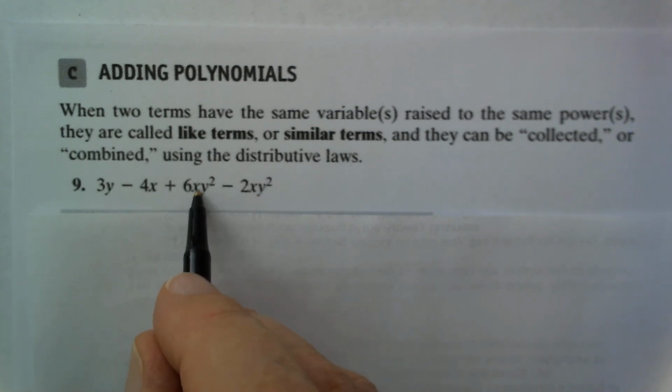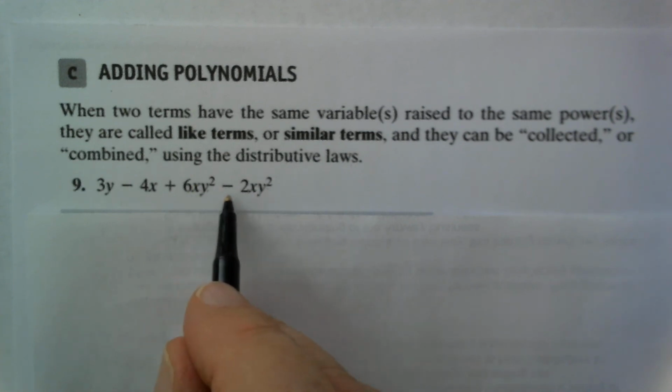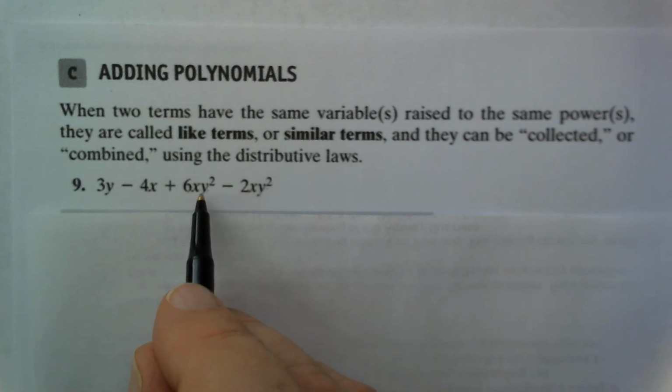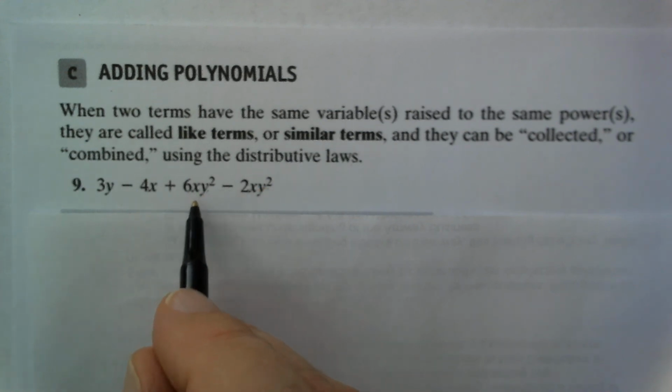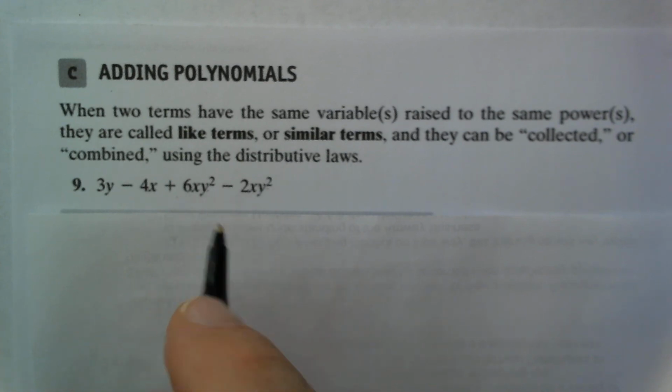Let's look at the next two terms. Well, they have the same variables, x and y, and x is raised to the first power in the first term, and x is raised to the first power in the second term. So far, so good. And then we realize that y is raised to the second power and y is raised to the second power also. So these two terms are like terms, so we can combine them.